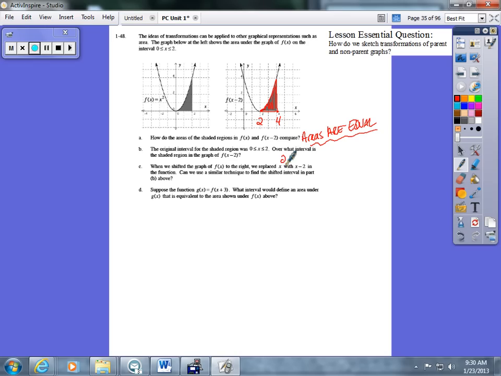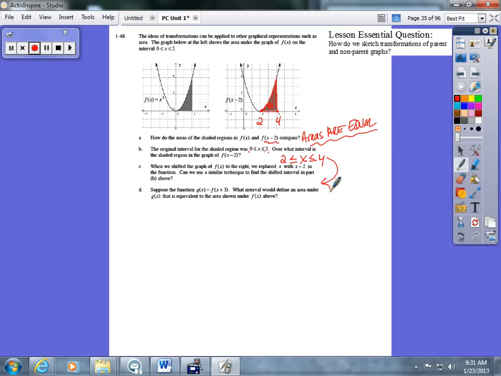Which should make sense. Okay, why should that make sense? Well, we moved our whole graph to the right 2, which means we're going to move all of these points to the right 2. So 0 plus 2 is 2, 2 plus 2 is 4. When we shift the graph of f of x to the right, we replace the x with x minus 2 in the function. Can we use a similar technique to find the shifted interval in part b above, which is what we just did.